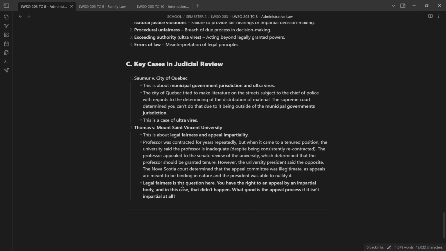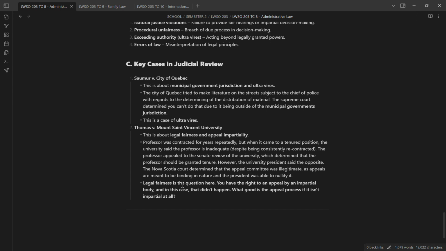Vincent University. This is about legal fairness and appeal impartiality. Essentially, the professor was contracted for years, but when it came to a tenured position, the university said the professor is inadequate, despite being consistently recontracted. The professor appealed to the Senate Review of the university, which determined that the professor should be granted tenure. However, the university president said the opposite.